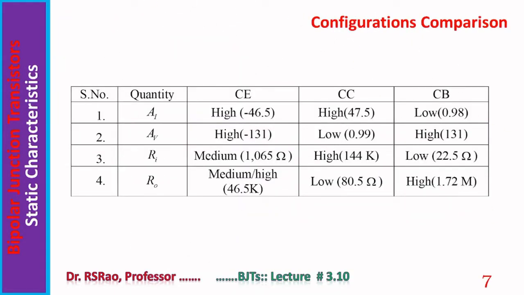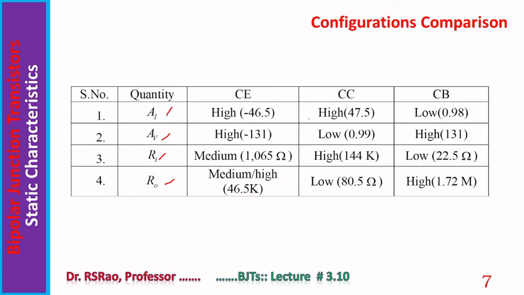Here is given a comparison of configurations. In second column, current gain, voltage gain, Ri, R0. Ri means input resistance, R0 is output resistance. In the third column, these quantities are given for CE. Current gain is high for CE, voltage gain also high, minus 46.5 is current gain, minus 131 is voltage gain. For CE, input resistance is 1 kilo ohm, output resistance is 46.5 K.